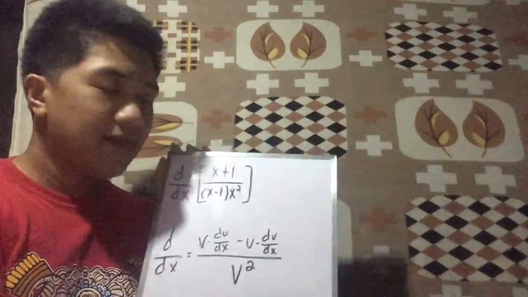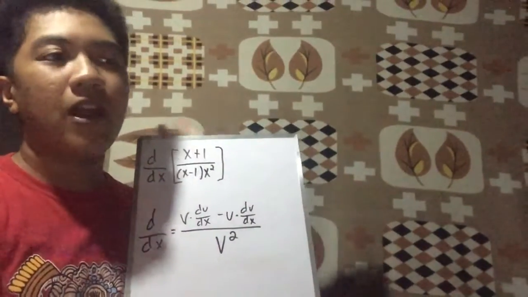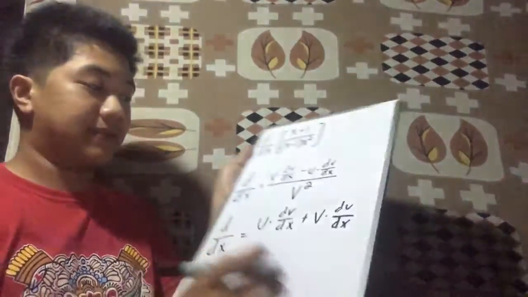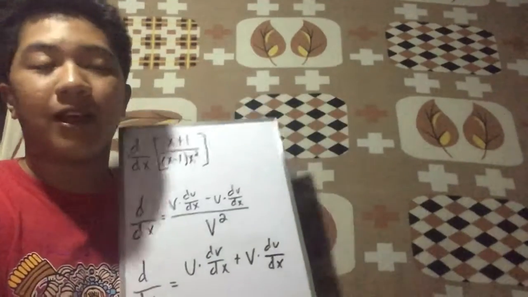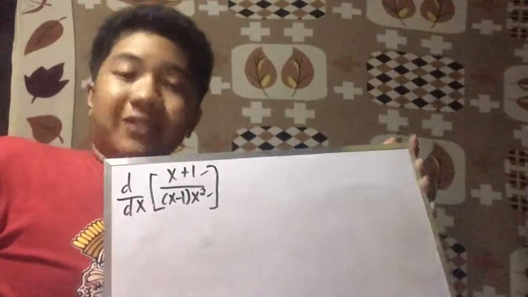Solution. Okay, next, there will be a little bit of product rule. So let's just remember how the product rule goes. d over dx of u times v is equal to u times the derivative of v with respect to x plus v times the derivative of u with respect to x. So that will be the product and quotient rule that we will use later on. So let's begin.